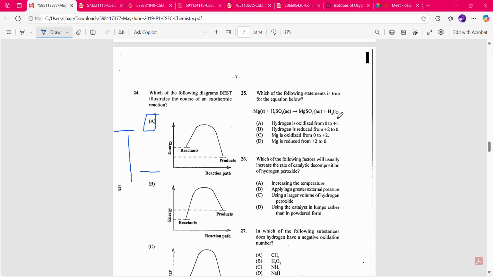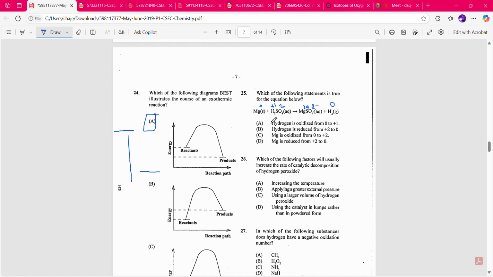25. Which of the following statements is true for the equation below? Magnesium plus sulfuric acid gives magnesium sulfate plus hydrogen. Alright, so I'm just going to fill in my oxidation states. Magnesium in the solid form has an oxidation state of 0. Aqueous, so hydrogen would be +1. Sulfate is 2 minus. It's the charge. Magnesium is 2 plus since it's aqueous. Sulfate is 2 minus. Hydrogen, it's a gas, so it's going to be 0.